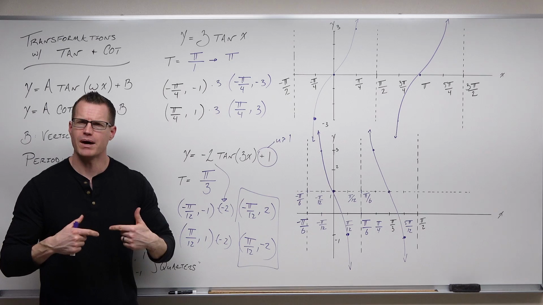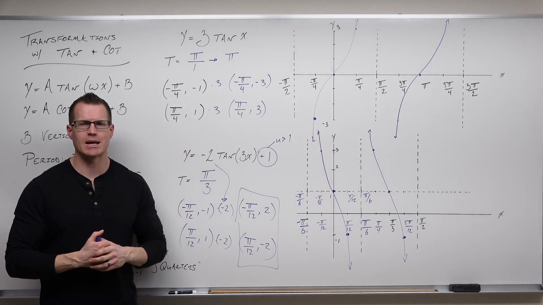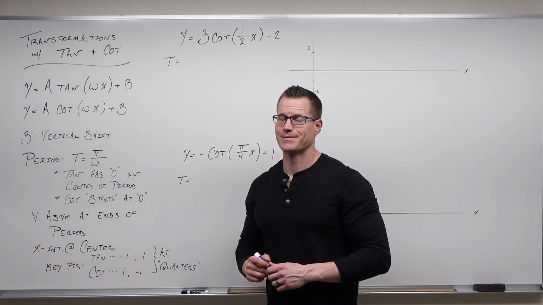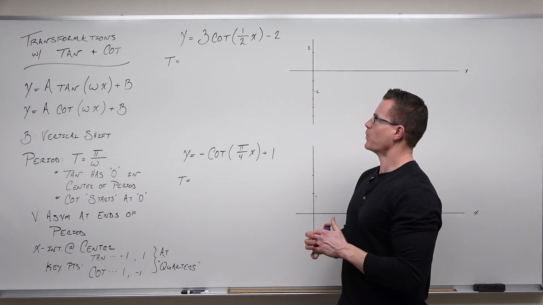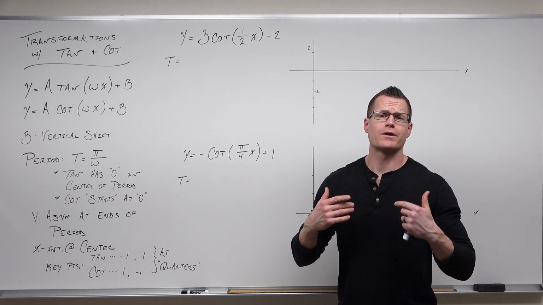What we're going to do now is come back and look at cotangent, just a couple examples there, and then we're going to be done. All right, let's get after it. So we have cotangent, 3 cotangent, 1/2 x minus 2. We're going to go very quickly through these.